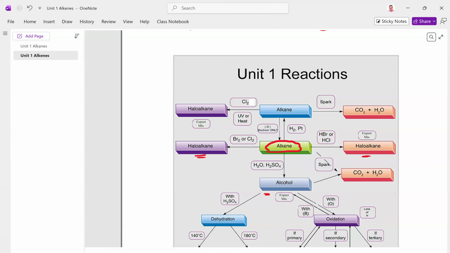So, to make this kind of haloalkane, I'll show you what that means. We're going to do one thing. We're going to add bromine or chlorine gas, and that's going to add across the double bond. If we want a different kind of haloalkane, we're going to add hydrochloric acid over the double bond. Notice one other thing. I told you to expect a mix whenever we're adding HCl or HBr. Okay, so let's go into detail for these two reactions.